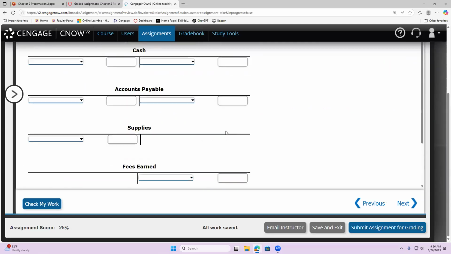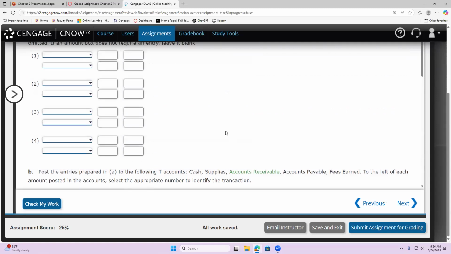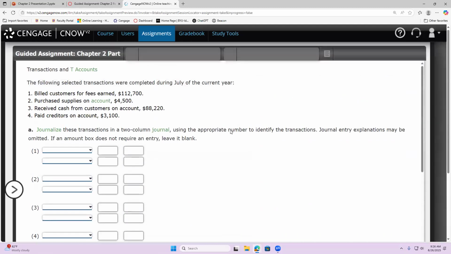So here we're going to do the T account style ledger. Both of these are styles of ledgers. The first one we did, and now this one will be T accounts. So the first thing we have to do is journalize our transaction.